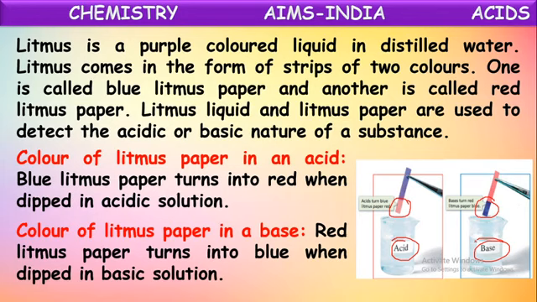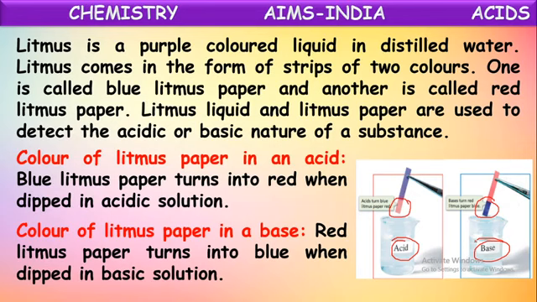For the detection of bases, we use red litmus papers. If we dip blue litmus paper into acid, it turns into red color. If we dip red litmus papers into bases, it turns into blue color.